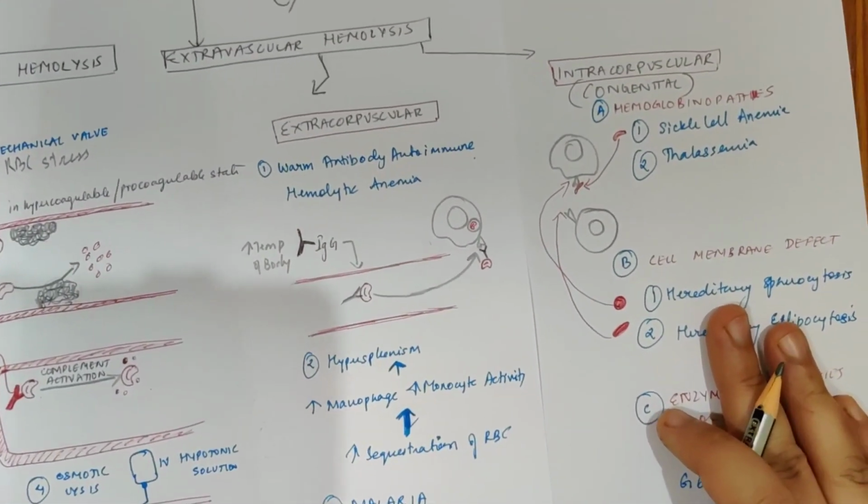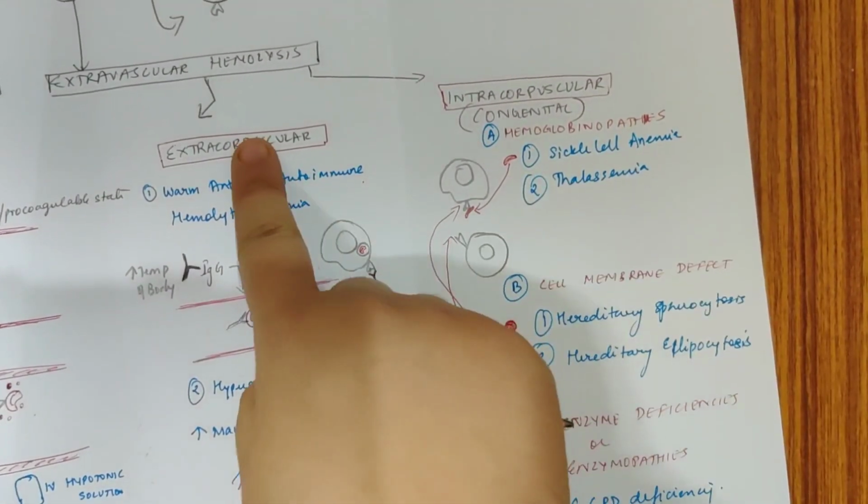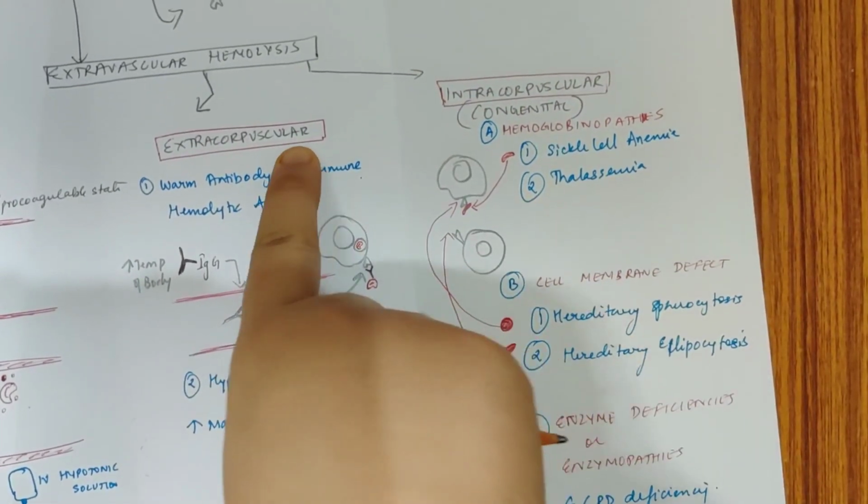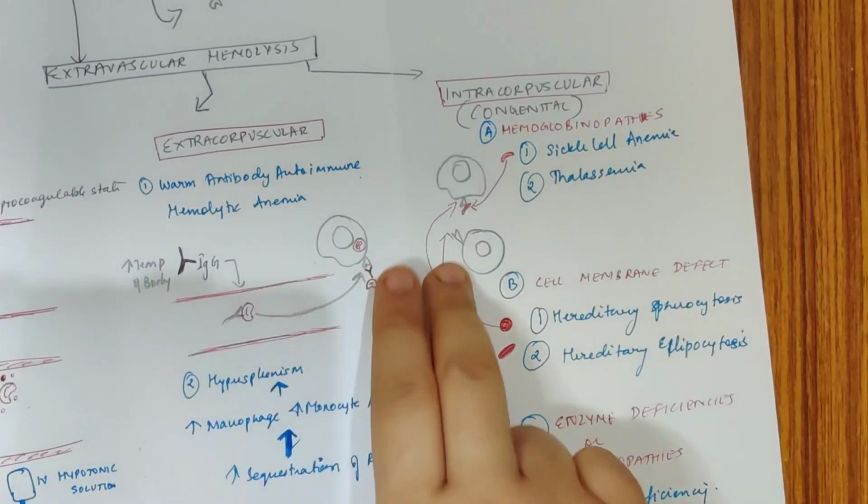Now coming to extravascular hemolysis. In extravascular hemolysis, you have two parts: extracorpuscular and intracorpuscular. Extracorpuscular means outside the red cell membrane.